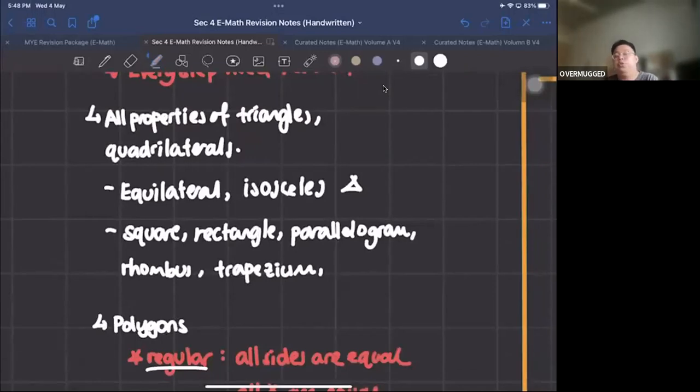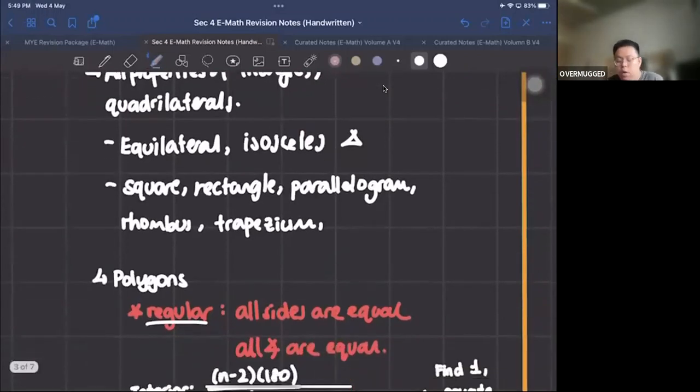All the properties of a triangle are very important as well. Same for quadrilaterals. For equilateral and isosceles, please remember how to prove. How do you prove equilateral triangles? The sides are equal length, angles are all 60. Isosceles triangles, the two sides are equal length, base two angles are equal. For your square, rectangle, parallelogram, rhombus, and trapezium, please remember all the properties as well. For example, a rhombus is basically a square that is squished. A parallelogram is just a rectangle that is squished downwards. That's how you memorize.